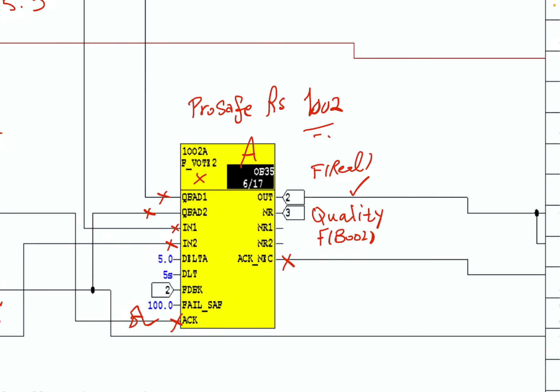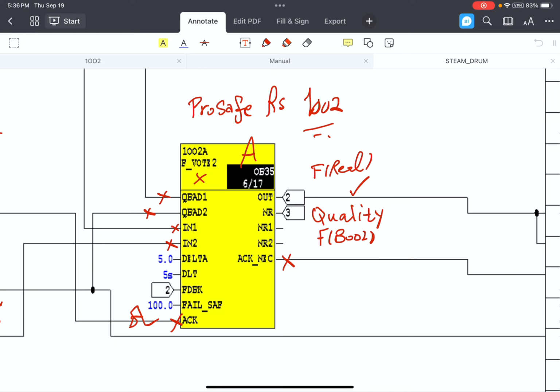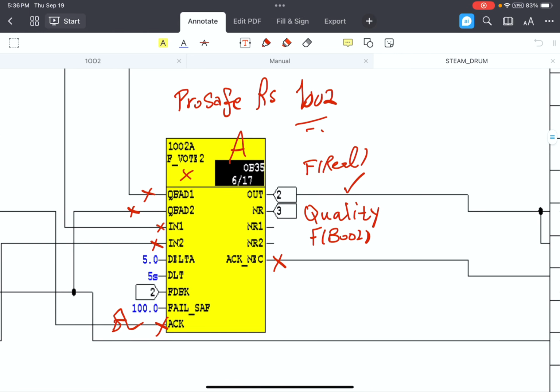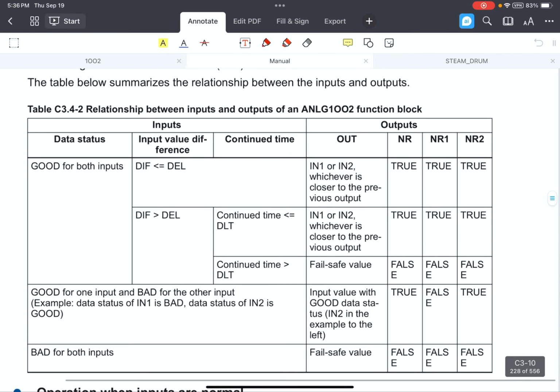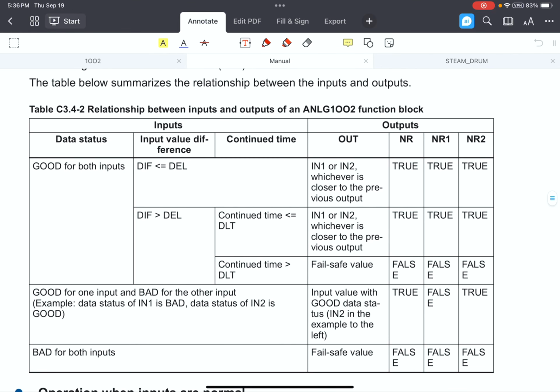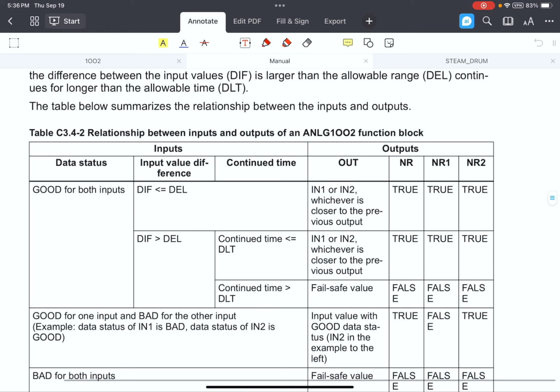As a 1 out of 2 voting block. This block is developed as a block type in the PCS7 environment, and we use the safety library from Siemens S7-F FH systems. So we use the description here to implement the 1 out of 2 block.